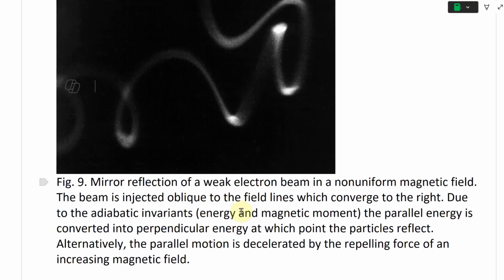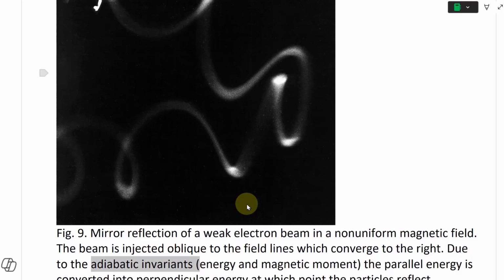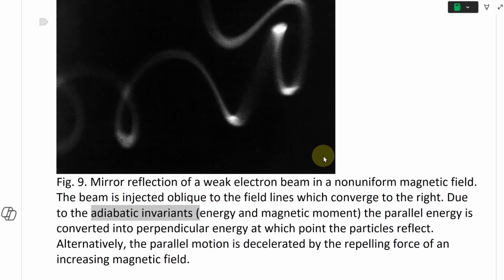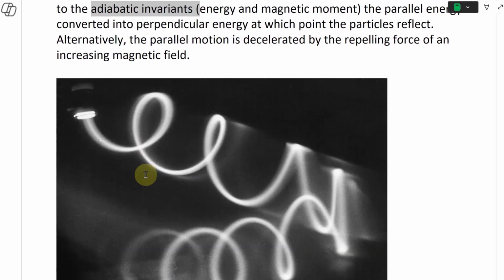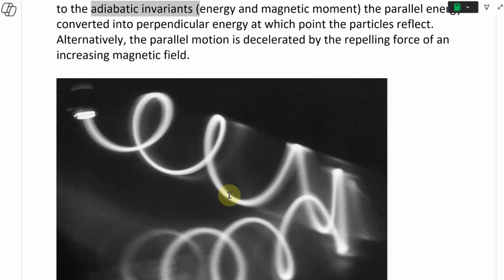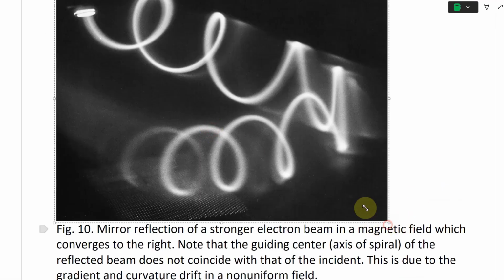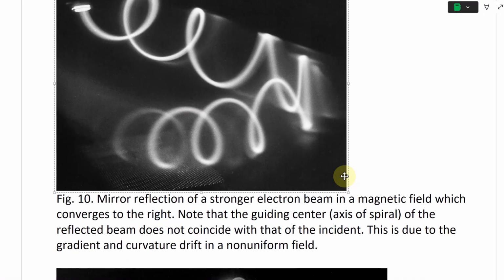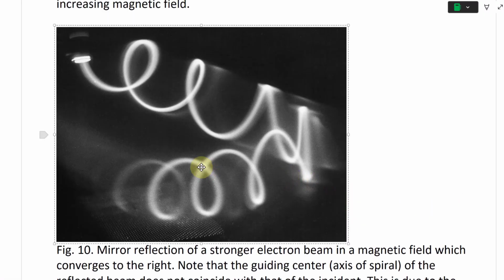The beam is injected oblique to the field lines and will converge to the right. This is due to adiabatic invariance of energy and magnetic moment. The parallel energy is converted into perpendicular energy, at which point the particles reflect. So it reflects off this and goes over to this side. Again, a non-uniform magnetic field. Alternatively, the parallel motion is decelerated by the repelling force of an increasing magnetic field. Interesting. It might be stronger over here and push it outward. I'm just trying to infer from this, for future reference. And if you're an expert on this, let me know any statements you want to clarify.